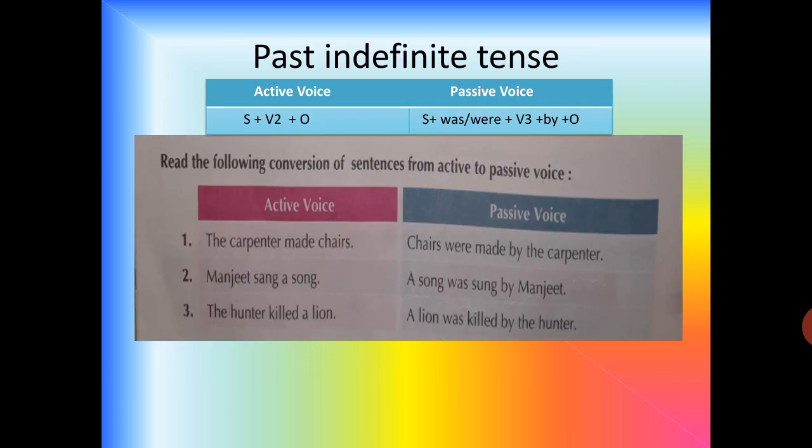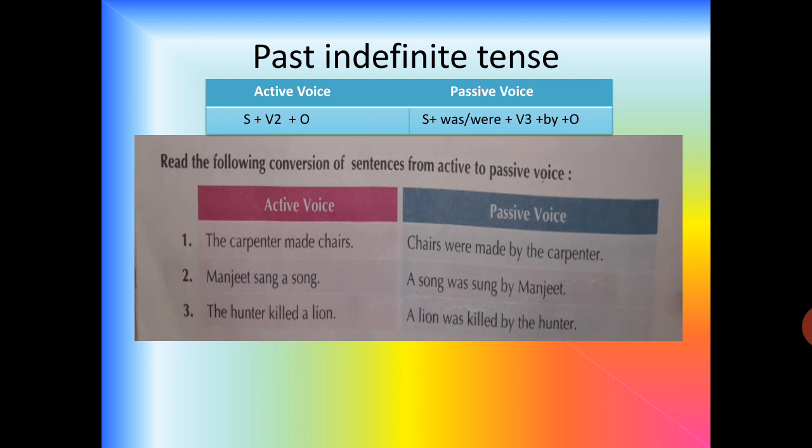Past indefinite tense. When it is in active voice, normal structure हमारा क्या होता है, girls? Yes, subject के साथ verb का second form and then the object. But when we change it into passive voice, what we do, as in simple present tense we were doing, similarly here also, there it was is, am, are, but it is past now. So what I will do, I will add subject plus was, were and then the third form of the verb with by and the object. Don't confuse, I'll give you some examples. The carpenter made chairs. Carpenter के बाद verb की second form है, make की second form is made. So it is simple past. Simple past or past indefinite, both are same.